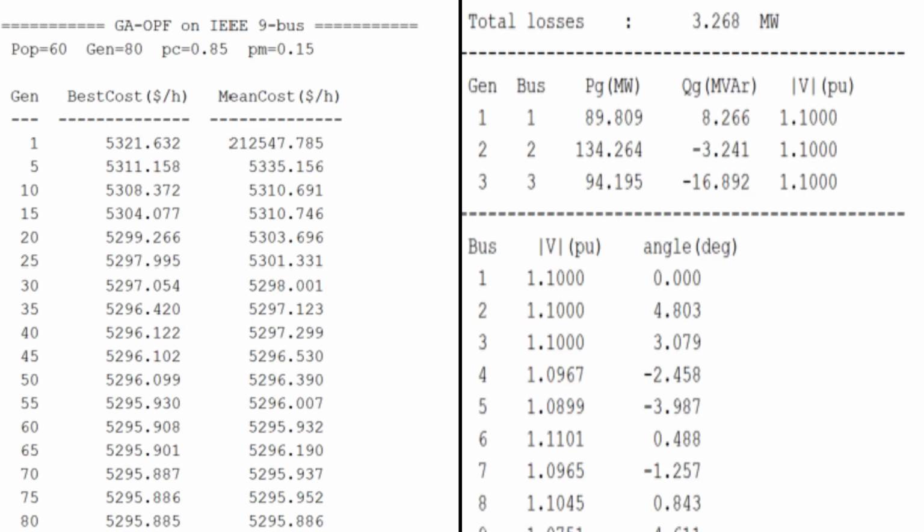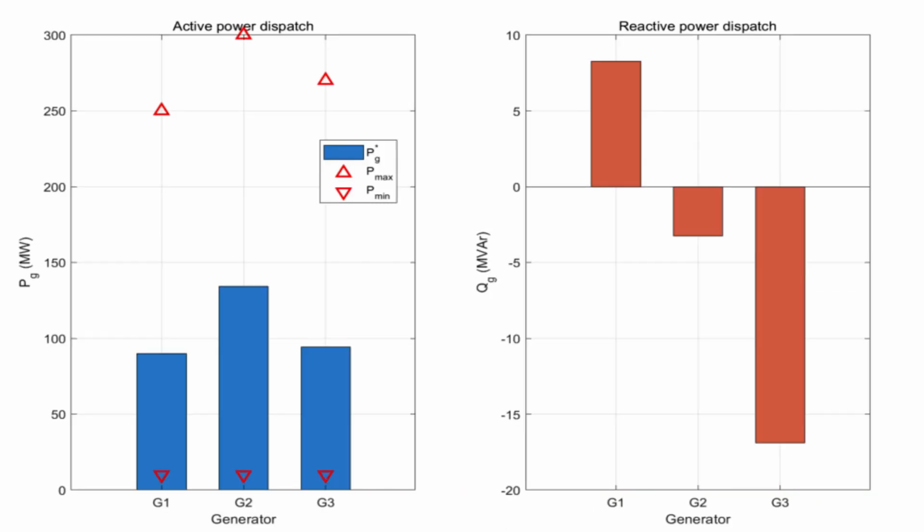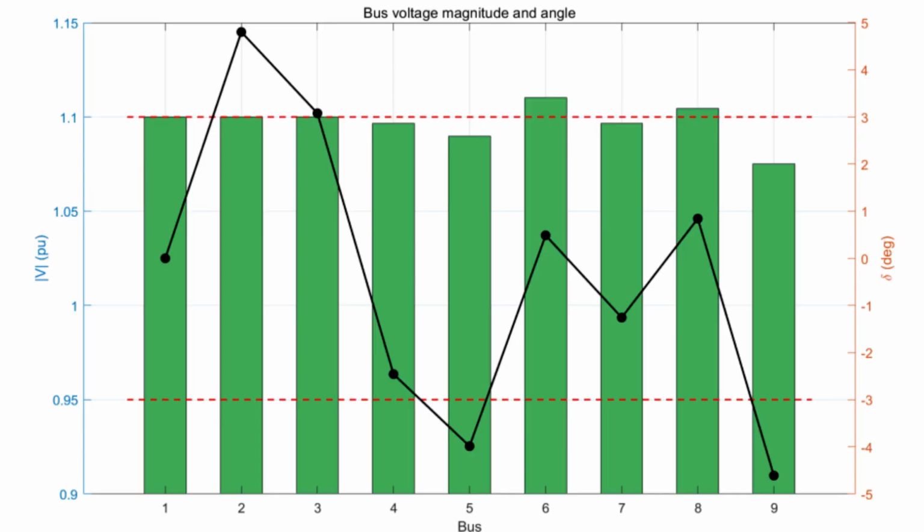You can see the numerical results, the optimization process of genetic algorithm, active and reactive power dispatch, power flow results in the network, voltage magnitude and angle.